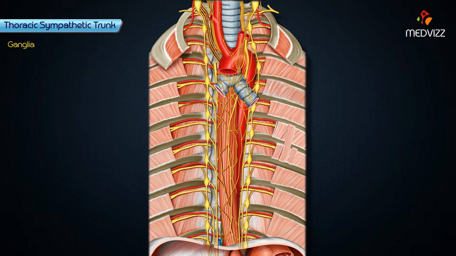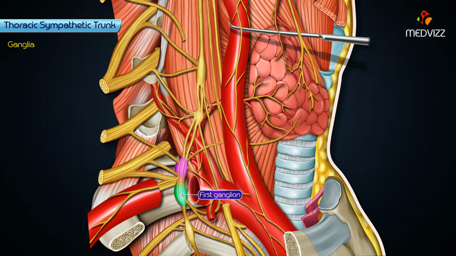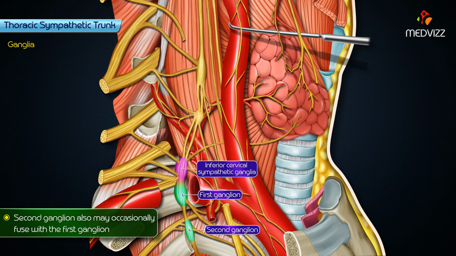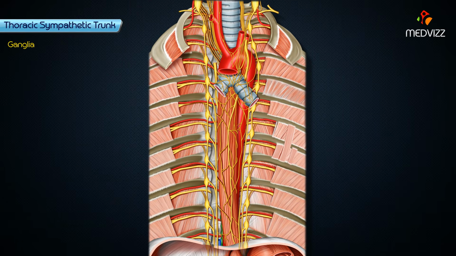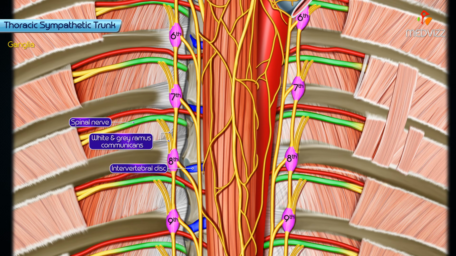Ganglia. Initially, each thoracic sympathetic trunk has 12 ganglia corresponding to the 12 thoracic spinal nerves. The first ganglion commonly fuses with the inferior cervical sympathetic ganglion to form the cervicothoracic or stellate ganglion. The second ganglion may also occasionally fuse with the first ganglion. Thus, there are usually 11 ganglia in the thoracic sympathetic trunk. Each ganglion lies at the level of the corresponding intervertebral disc and is connected to the corresponding spinal nerve by white and gray rami communicantes.